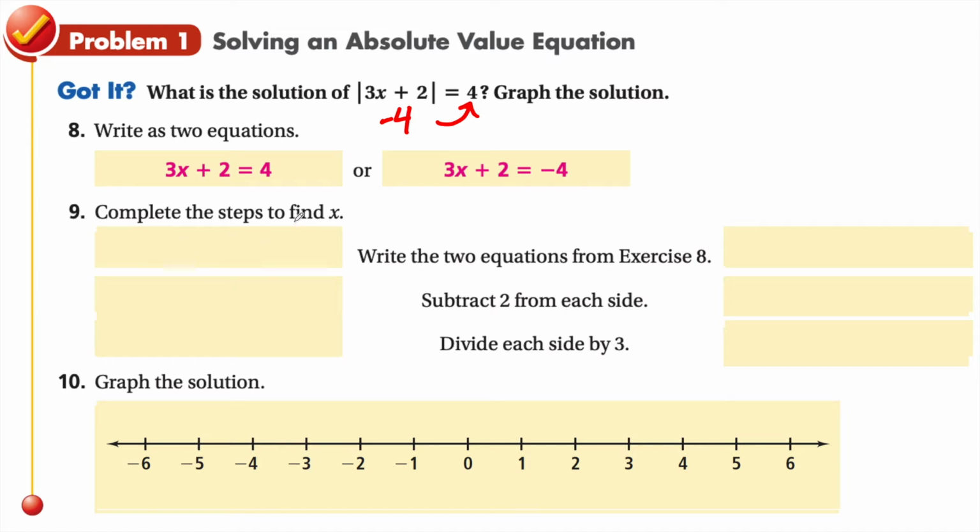Complete the steps to find the x. Well, it's the same exact way both ways. So the very first one, we have 3x plus 2 equals 4. The next step will be to subtract out the 2's.